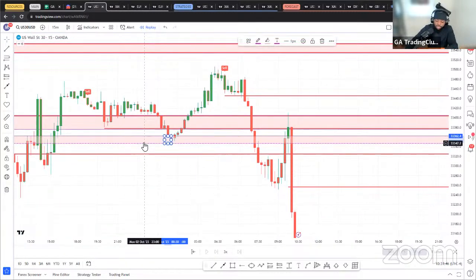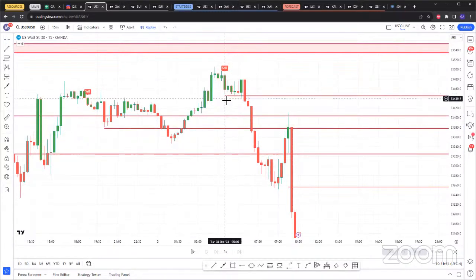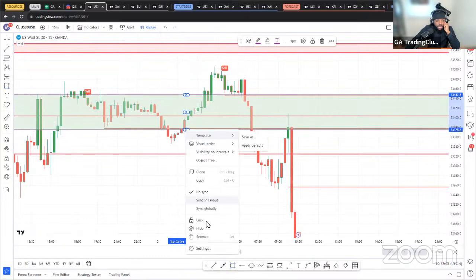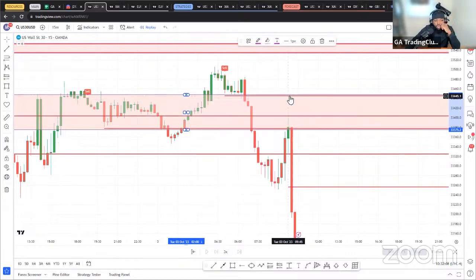Let me try and delete this. Okay, so here's an example. 33,400. So one idea is this can possibly be a triple SAR just by looking at it, right? But the top one is at 33,447. The bottom one is at 33,373. So that is a 70 pip zone. So of course, that wouldn't be a good triple SAR.